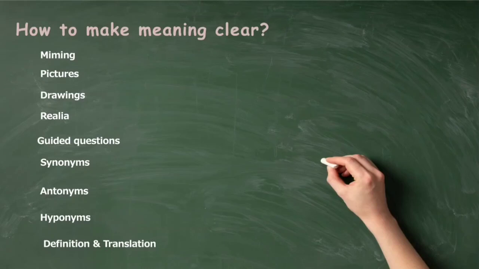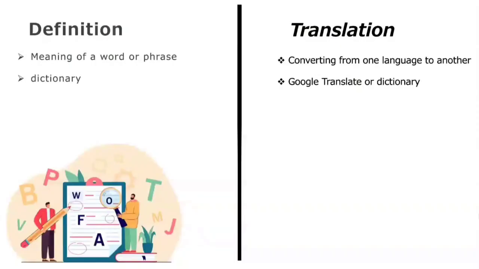Number 9 and 10, definition and translation. Definition refers to the meaning of a word or phrase, and translation refers to the idea of converting from one language to another. These two ways are not really suggested, but can be used for abstract verbs and abstract nouns. You can use a dictionary for both of them, and the translation appears better if you, the teacher, have the same mother tongue as your learners.